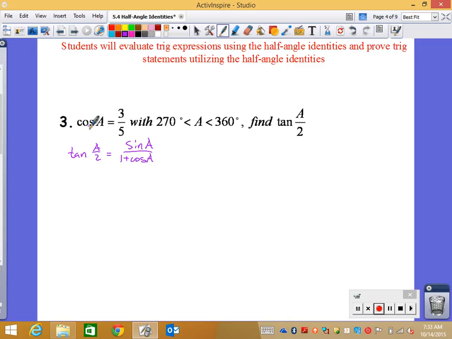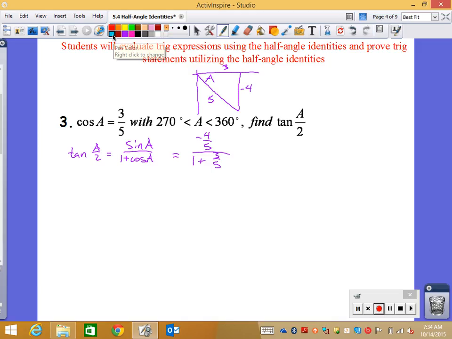I'll draw a picture. I'm in quadrant 4 here. It's my angle A. Well, the cosine of A is 3/5. So that's adjacent is 3, hypotenuse is 5. Pythagorean triple, I get negative 4. So let's plug in everything we know. The sine of A would be negative 4 over 5 divided by 1 plus 3 over 5.